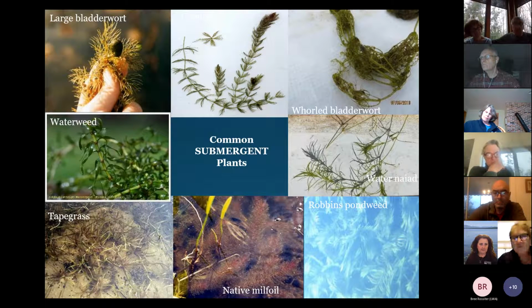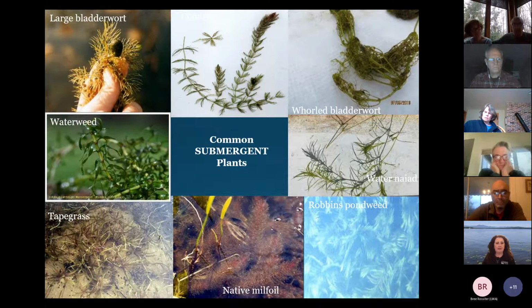And then the last one in this category is waterweed, and it has leaves in whorls of 3. And this is significant because one of the invasives that I'm going to talk about has leaves that are in whorls of 4 or more, and leaf count matters. So waterweed, the native, has leaves in whorls of 3.